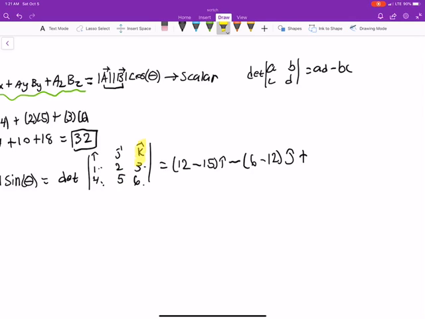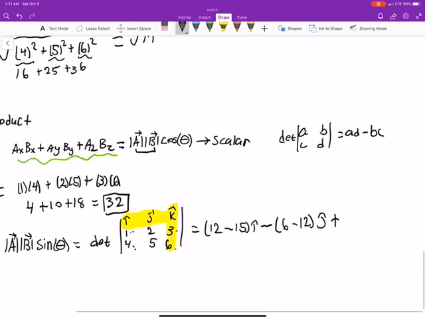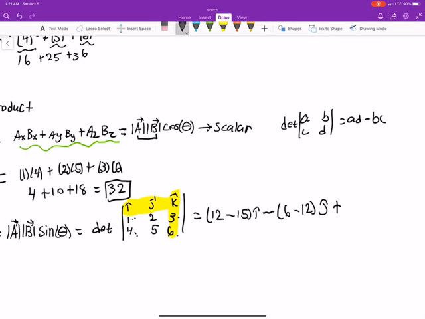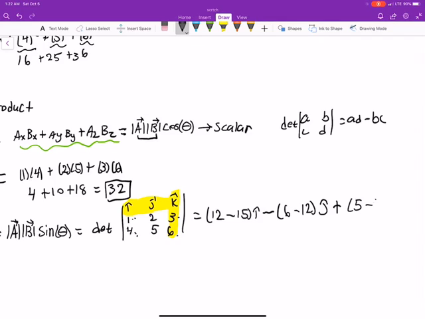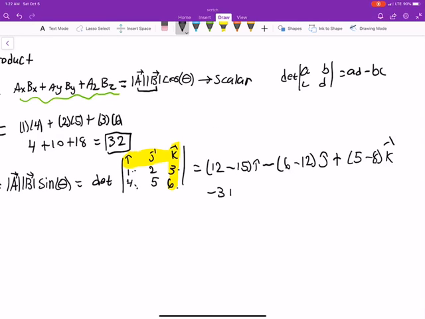And for our k, we again block this out. I physically close off the yellow part that I've been highlighting, cover it with my hand, so I am just looking at that. Okay, and then we have 5 minus 8k. So that nicely simplifies to minus 3i plus 6j minus 3k.